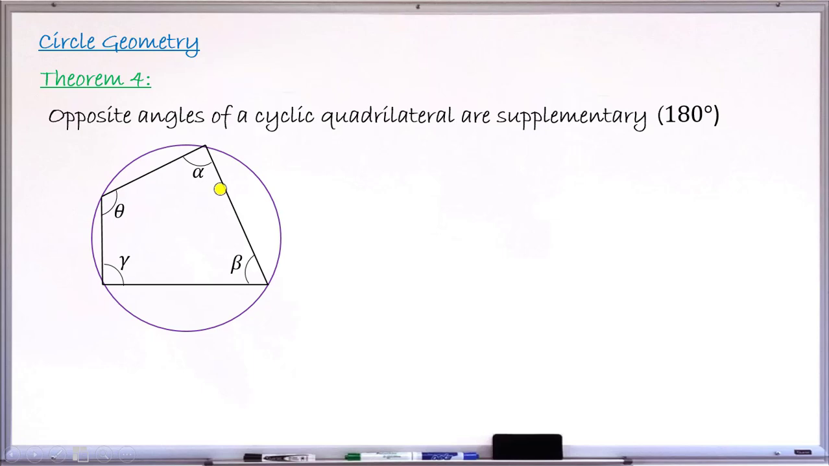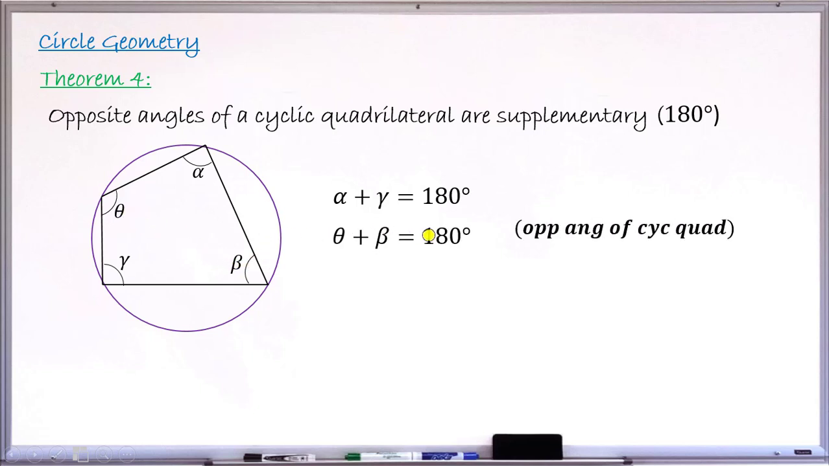So from this drawing, if you add the angle alpha and the angle gamma, what you simply get is 180 degrees exactly. Similarly, if you add the angle theta and beta, you also get 180 degrees. And the reason you write whenever you make this assumption is: opposite angles of a cyclic quadrilateral. This is the fourth theorem, and it is going to be very, very useful while solving circle geometry problems. Let us just move and take examples.